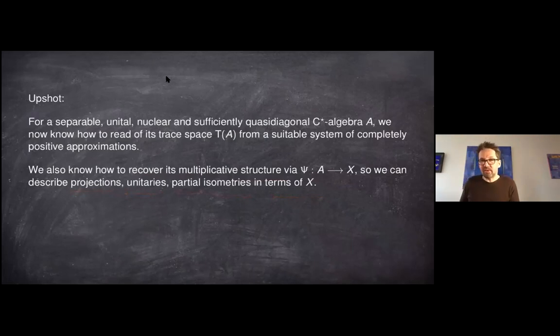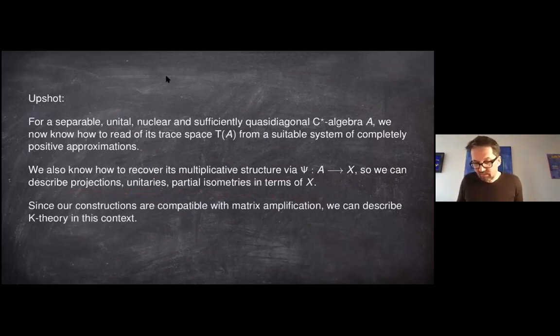Okay, but once you can describe projections, unitaries, partial isometries, then you can describe K-theory. Okay, all you need to do this is to make sure that all this is compatible with matrix amplifications, and this is certainly true. You can always amplify everything with the identity on matrix algebras or the compacts. Then everything goes through.